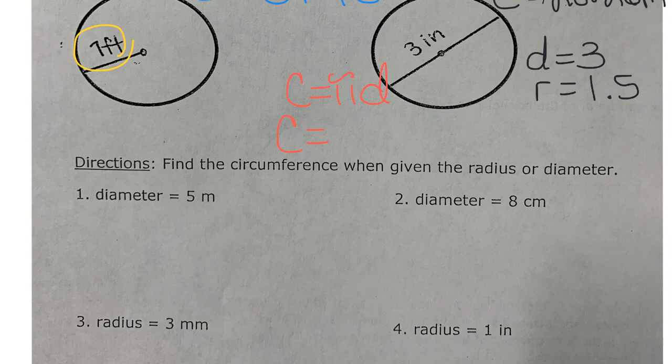Keelan, what will we substitute the two parts with? We substitute pi for 3.14, and you substitute d with 3. Very good. So we have 3.14 times 3. And what is our circumference for this circle? Sam. 9.42 inches. 9.42 inches.